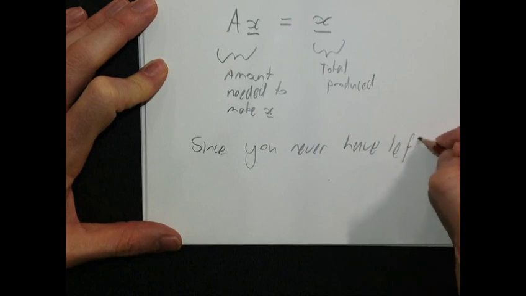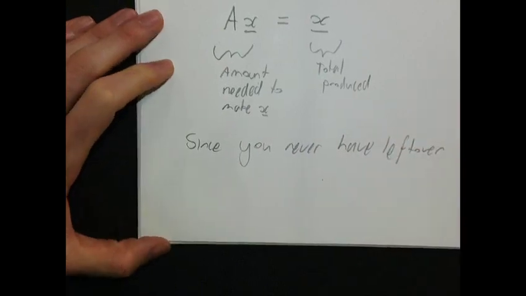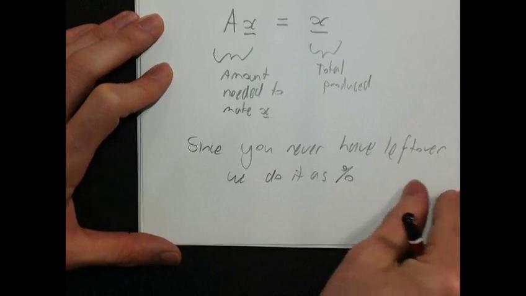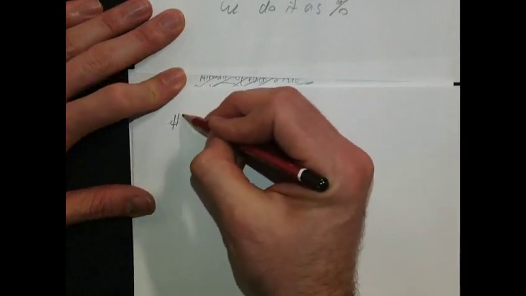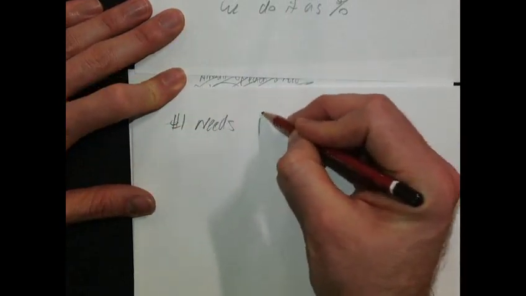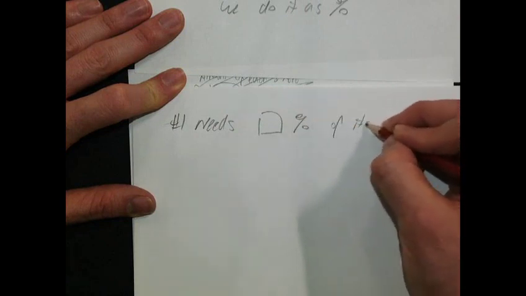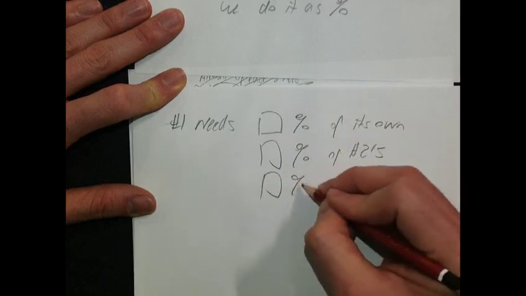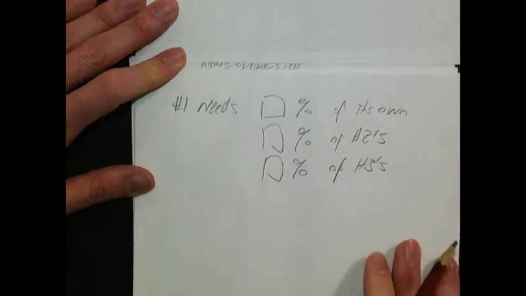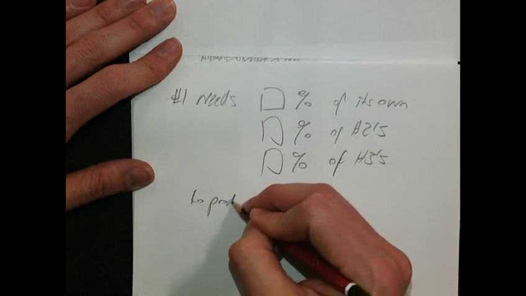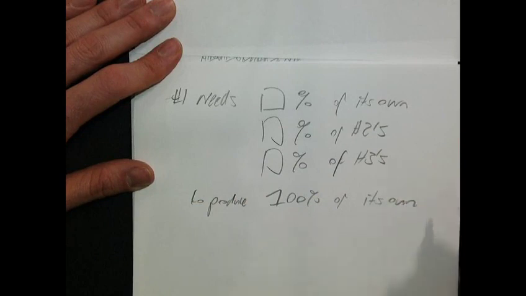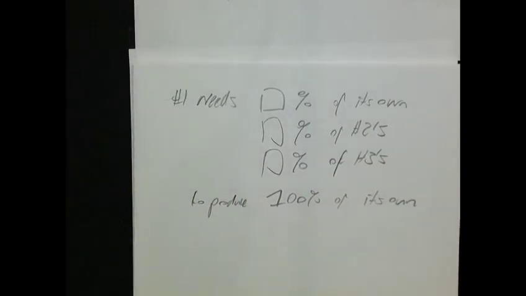Since you never have leftover, do it as percentages. So the idea is we can say number one needs this sort of percent of its own, this percent of number twos, this percent of number threes, to produce 100%, something like that. Pretty sure that's about right.